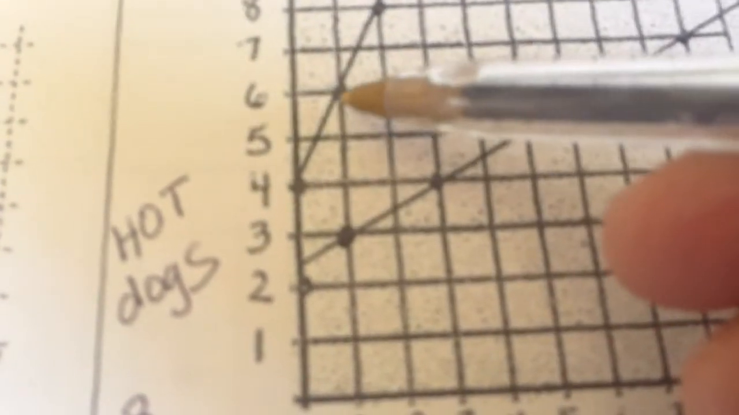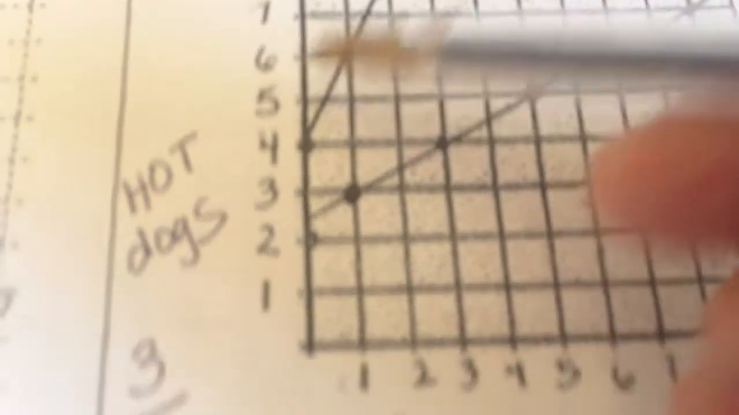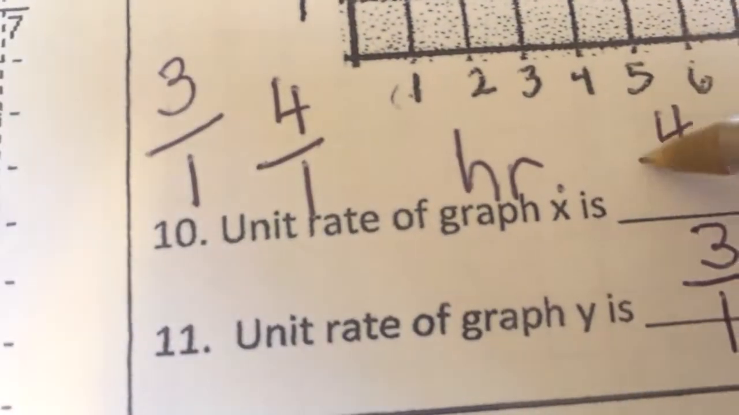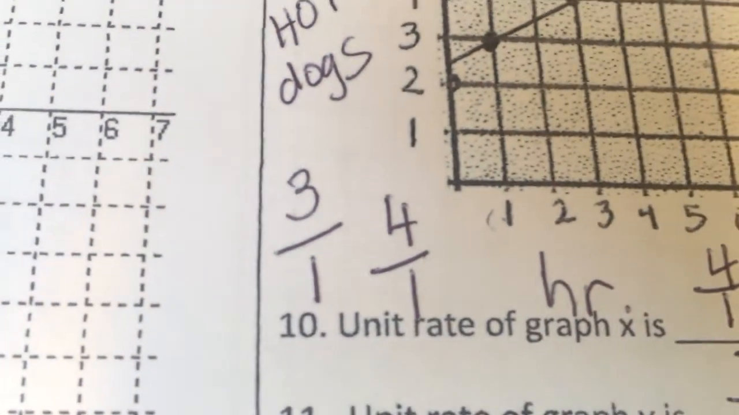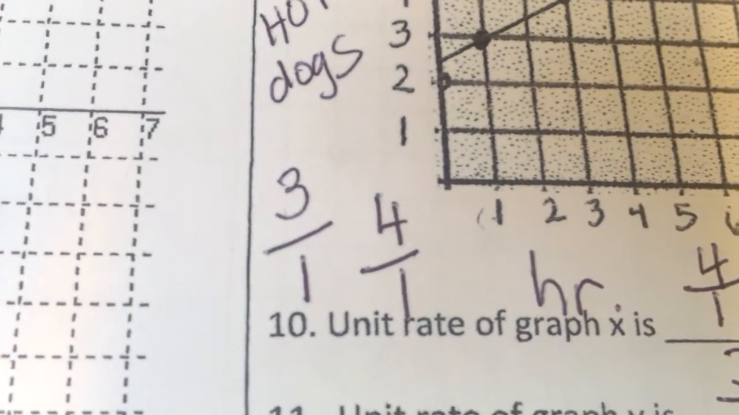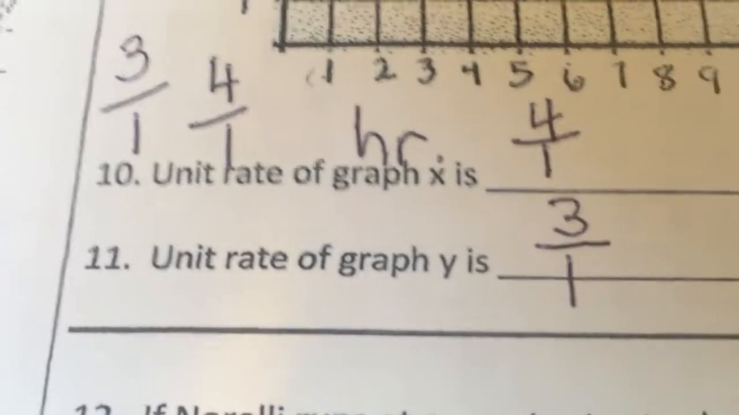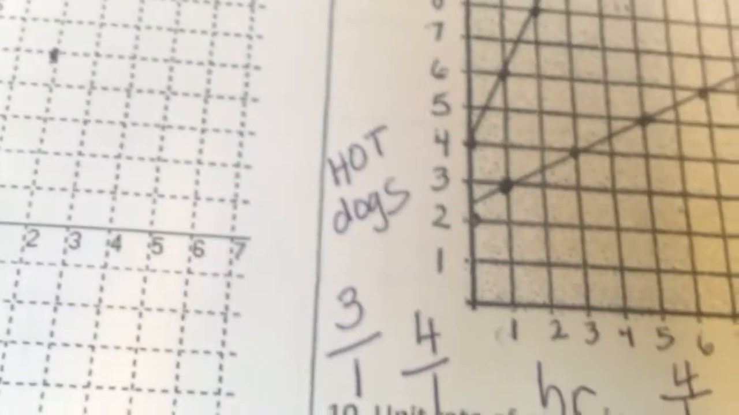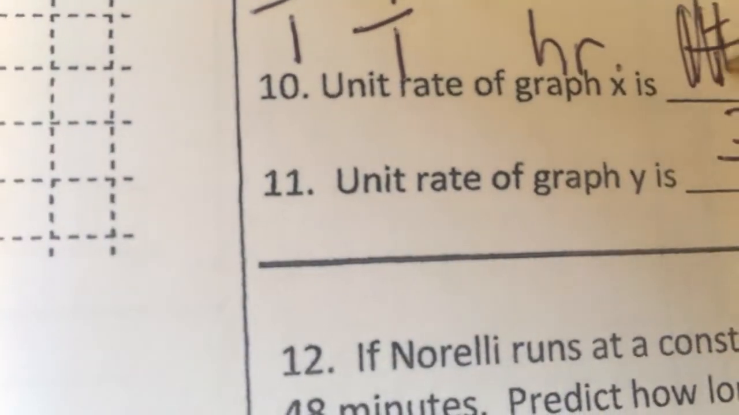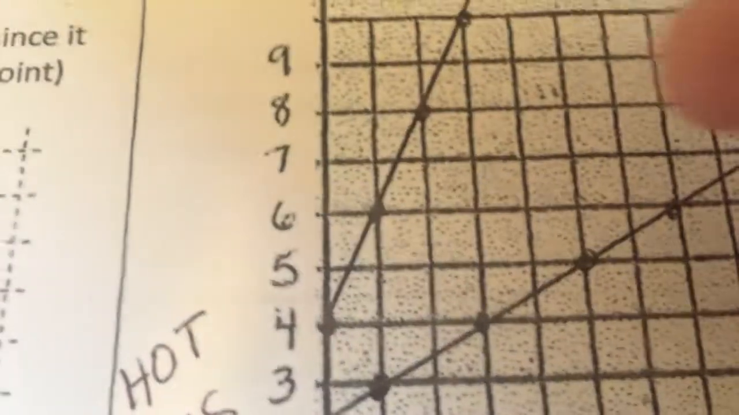And let's look at this one. If I have 1 hour on this graph, I'm going to eat 4 hot dogs. So that would be 4 per 1. It's actually the rise and the run. Okay. You know what? That's wrong, because these aren't proportional. I need to take 2 points and find the rate of change, don't I?